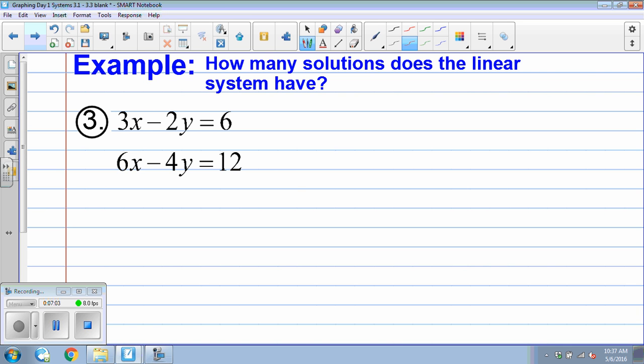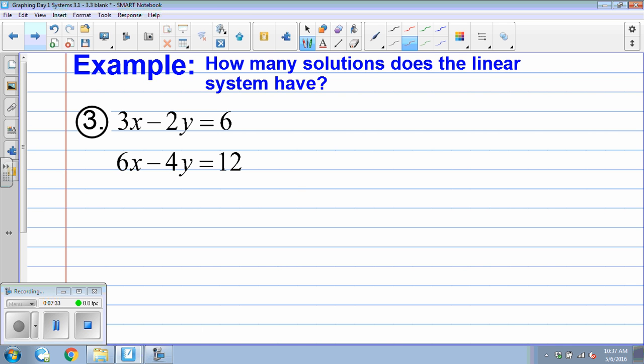Okay? If there's no solution, what kind of lines are they? Parallel lines. They don't cross at all. If there's infinite solutions, what kind of lines are they? They're the same line, one on top of the other. Okay? And so without having to find the solution, we could put these in slope-intercept form and compare their slopes and y-intercepts, and that'll tell me how many solutions they have.